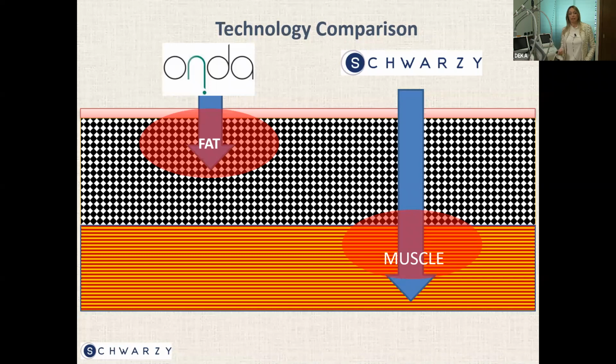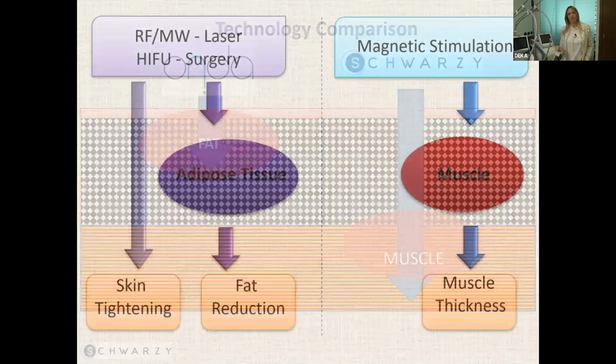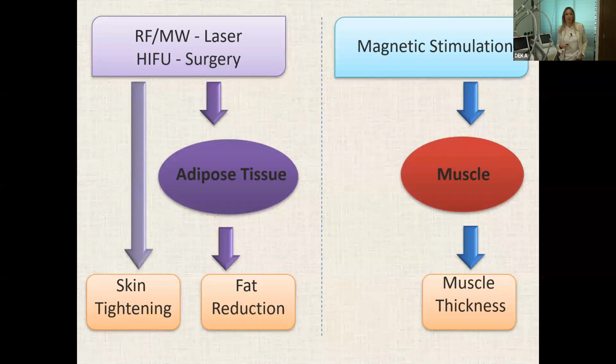Schwarzi is a magnetic field able to treat the muscle layer, so to give tone and thickness to the muscle. In fact, in the market, we have many, many devices that can treat fat reduction, cellulite, skin tightening, but it's very hard to give good results to our patients when we speak about muscle thickness. For this reason, we have a Schwarzi device.